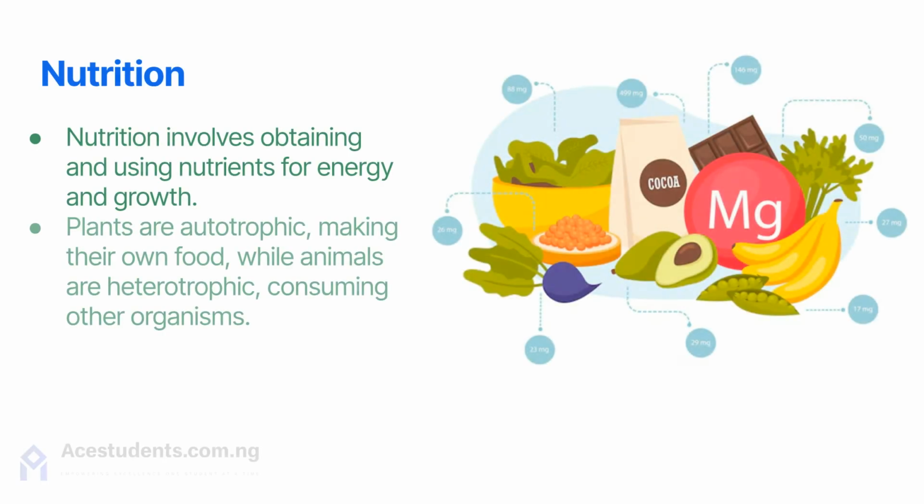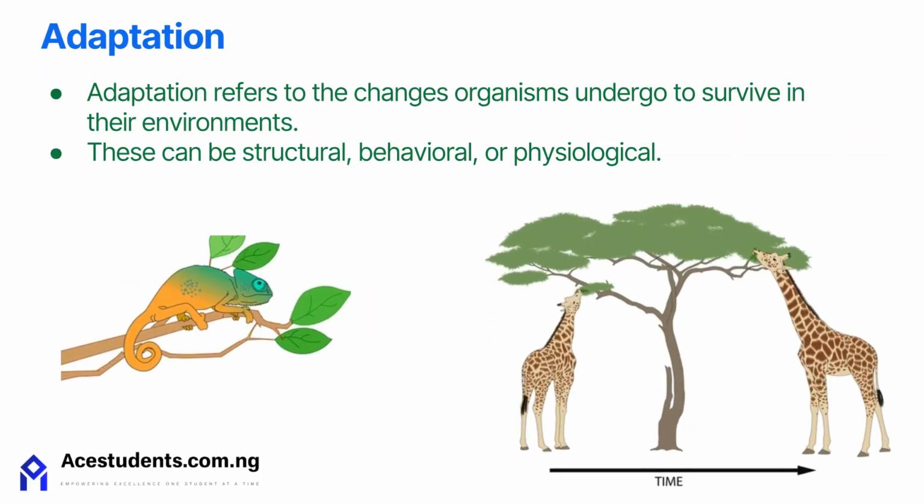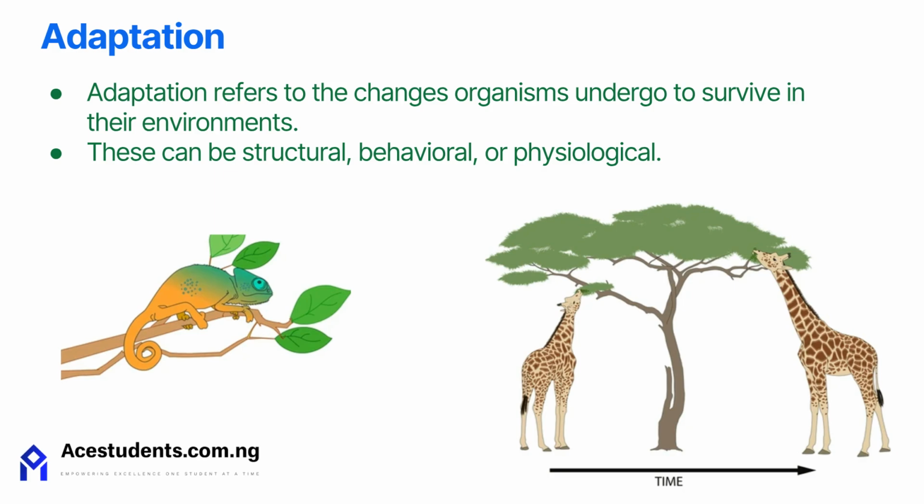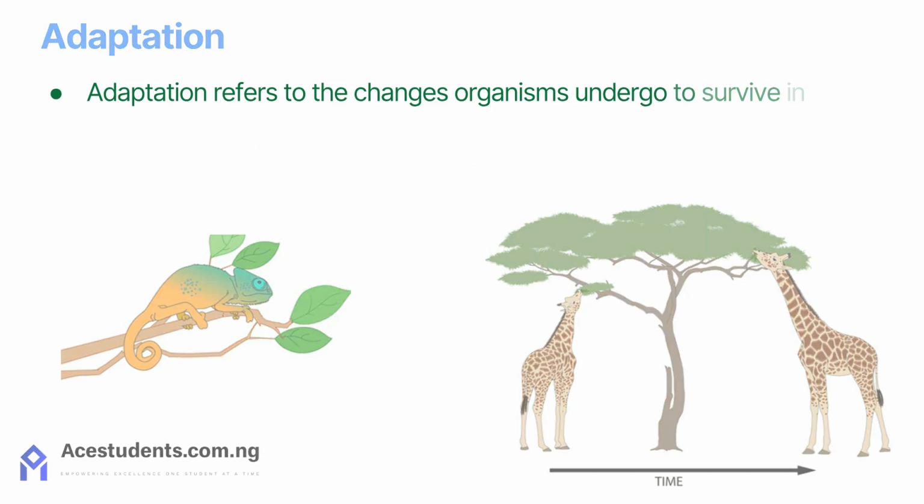Nutrition is the process of taking in and using nutrients. Plants synthesize their food through photosynthesis, whereas animals obtain nutrients by consuming other organisms. Adaptation allows organisms to survive in diverse environments. These changes can be structural, like camouflaging skin, or behavioral, like migration patterns.